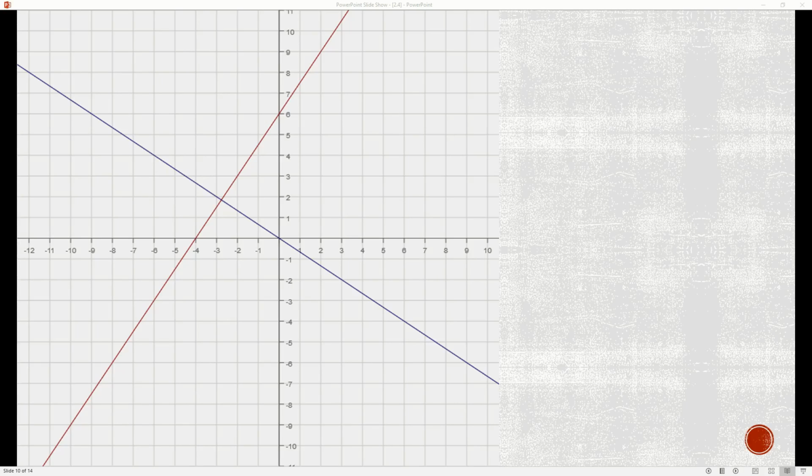So line red. It'd be nice if I wrote these in red. Line red, I'm just going to use L1 for line red because it's in red. And I'm going to use L2 for blue since it's in blue. L1 has, let's find 2 points on L1.